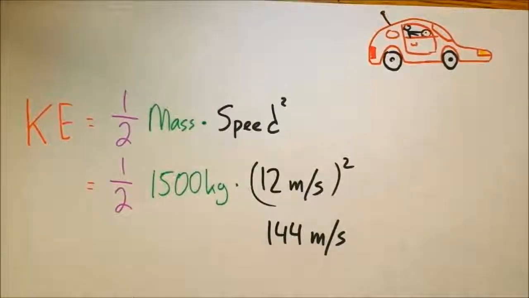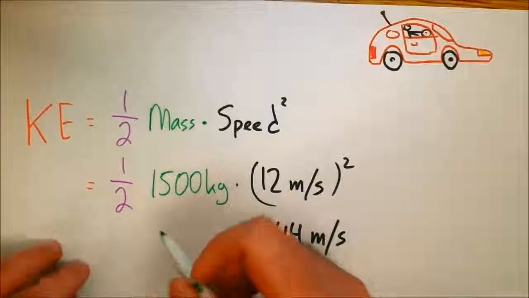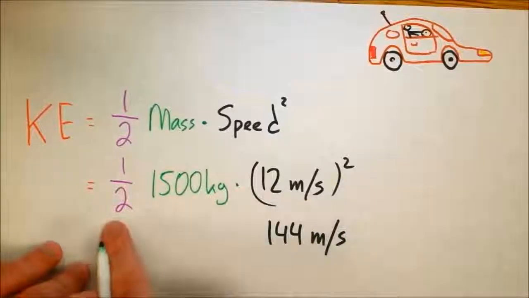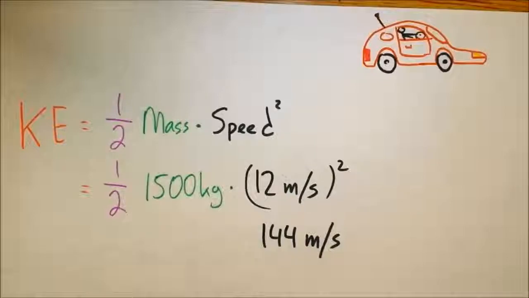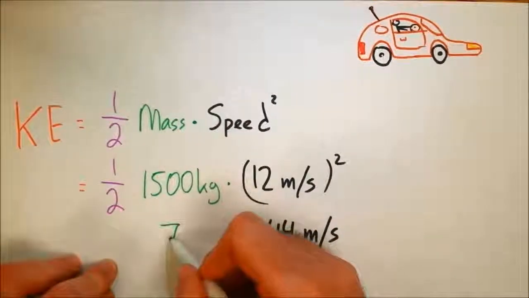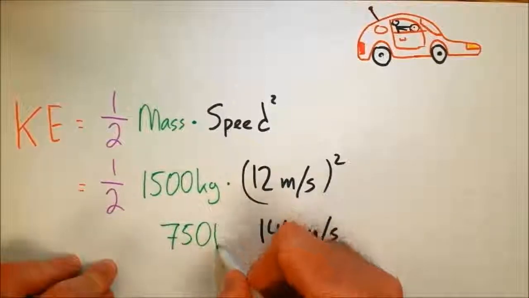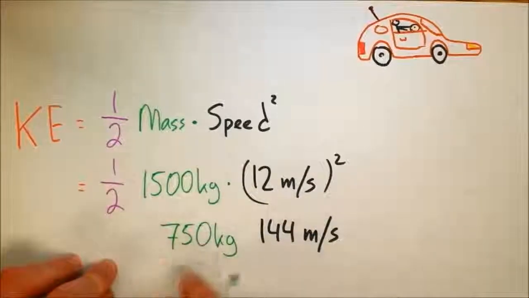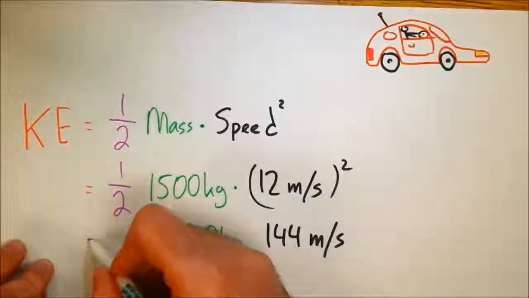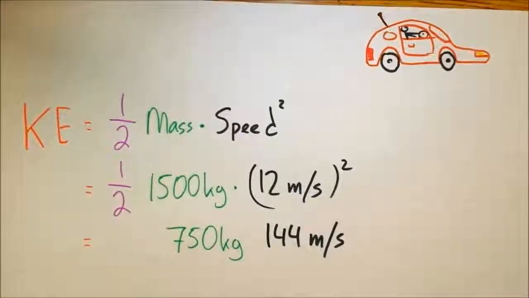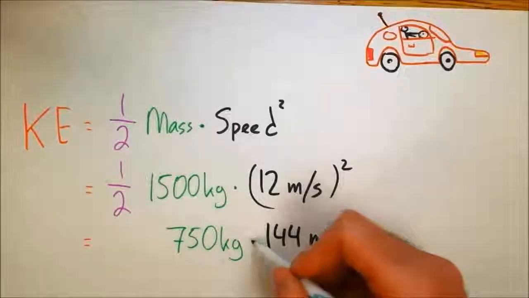Here you have still your 1500 kilograms, and I'm going to go ahead and do that calculation here. Half times 1500, or 1500 over 2, that's 750 to save us a step. Again, 750 because 1/2 times 1500. And now you do some more number crunching by multiplying 750 by 144.